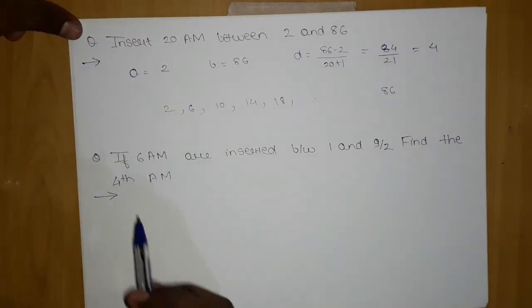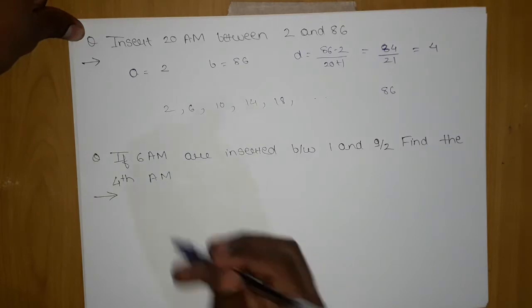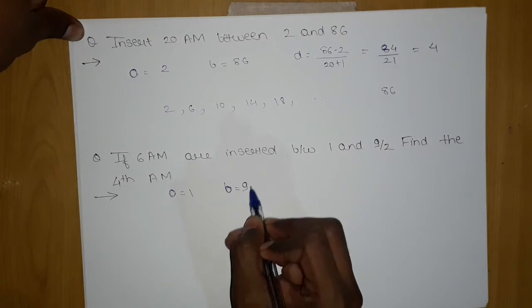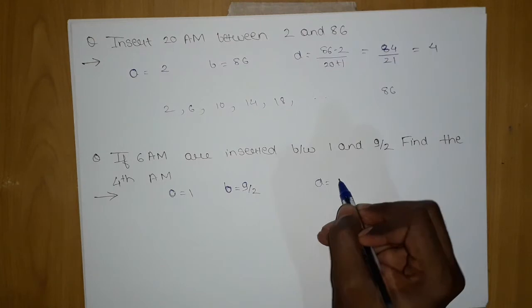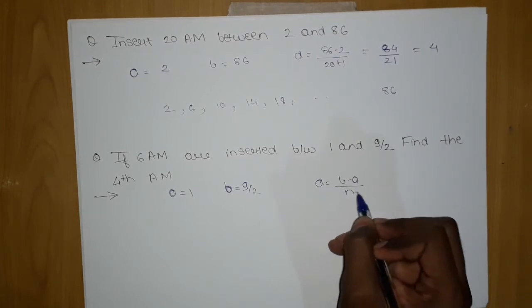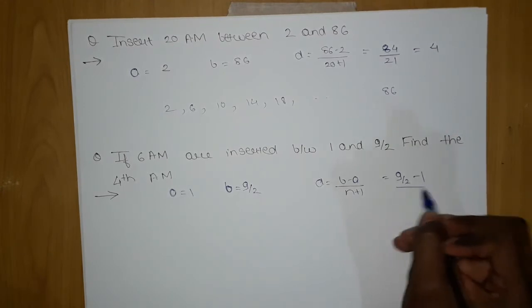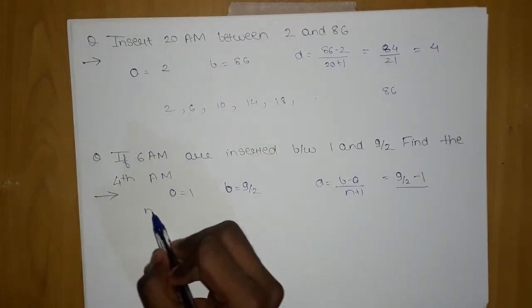Now again we will see the problem. If 6 AMs are inserted between 1 and 9/2, find the 4th AM. This question is just finding a particular AM, but in every question you need D. So be alert, you want to find the D between 1 and 9/2. Always write A and B, because it will reduce the chances of mistakes. D is B minus A upon n+1, so 9/2 minus 1 upon n+1, and 6 AMs I want to insert, so n is 6.